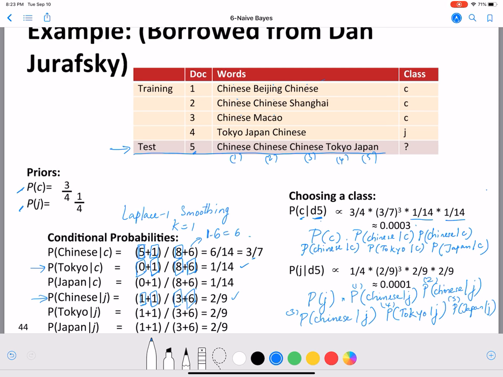P of Chinese given J occurs 3 times, and the value is 2 over 9. So that's why we have 2 over 9 raised to 3, times Tokyo given J, which is also 2 over 9, and Japan given J, which is also 2 over 9. We substitute that, and we also already know P of J, we substitute that. All these values are here. Now multiply them and get the final value. With all these values in place, we know that Chinese given D5 is coming out to be higher. So the final prediction is going to be equal to C. This is our prediction.